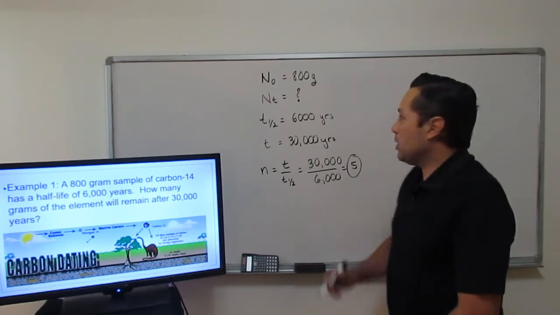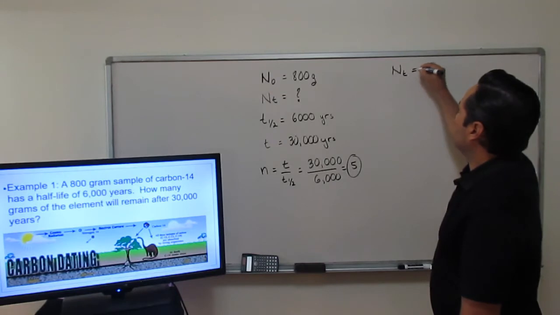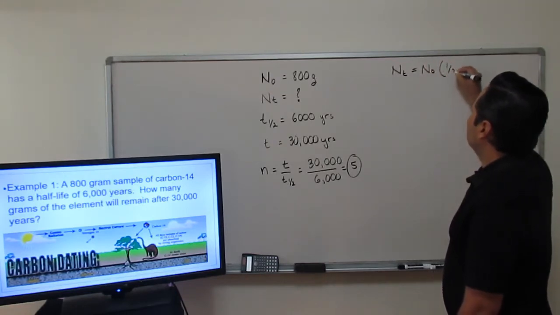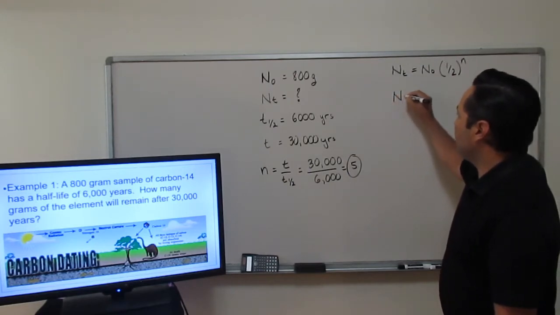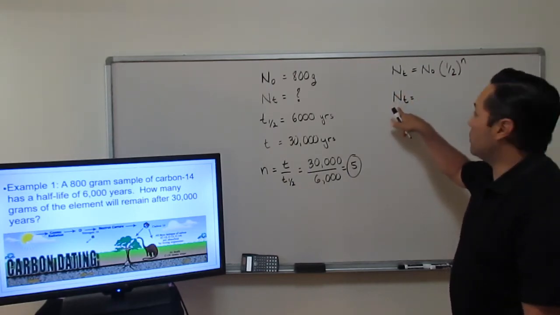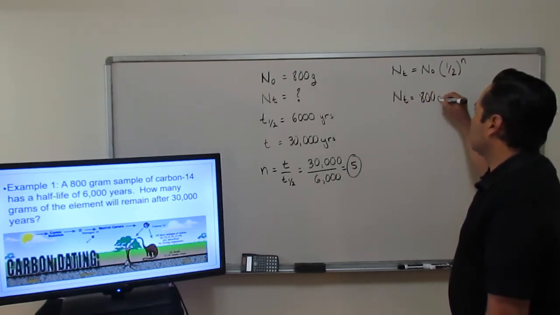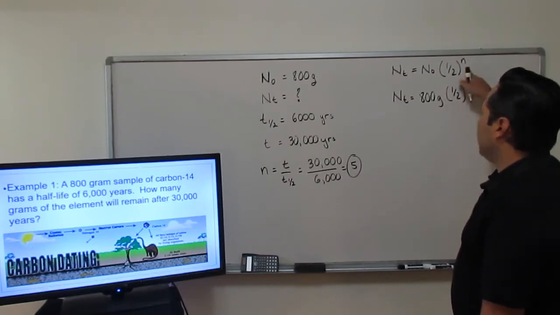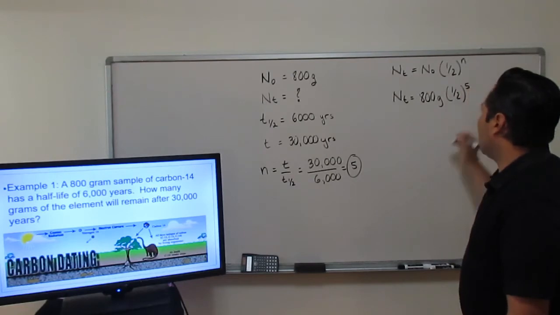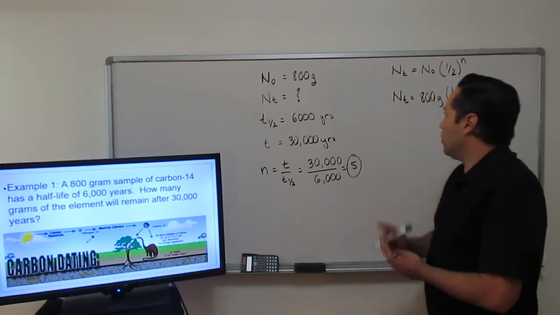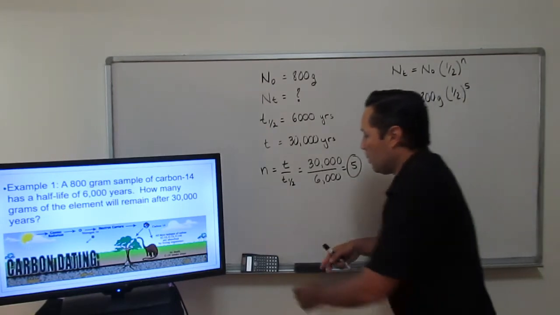Next, we're going to plug it into our formula. That's what we're looking for. Oh, I'm sorry, how much is left over of the sample? The original sample had a mass of 800 grams. And the N is the number of half-lives that's gone by. We've had 5 half-lives go by. So in your calculator, you would put 800 multiplied times 0.5 raised to the 5th. And that will give you your answer.